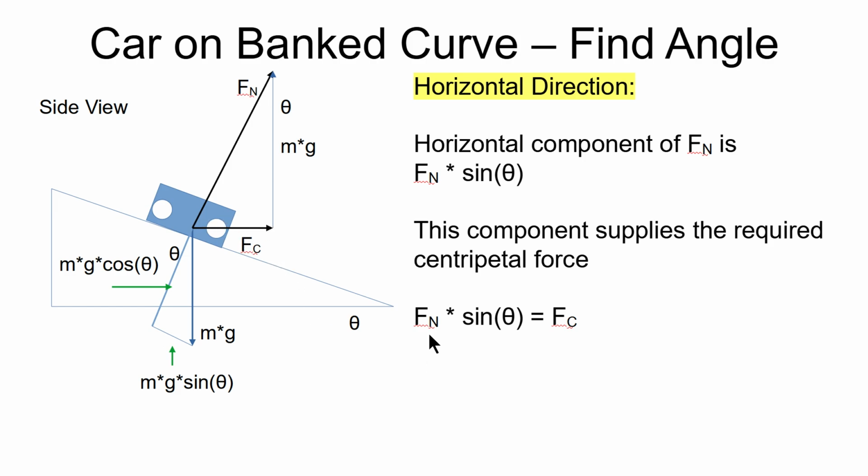It's supplying the centripetal force. There's no friction in this problem. We say we're on ice that has no friction. So the centripetal force is totally supplied by this component of the normal force.